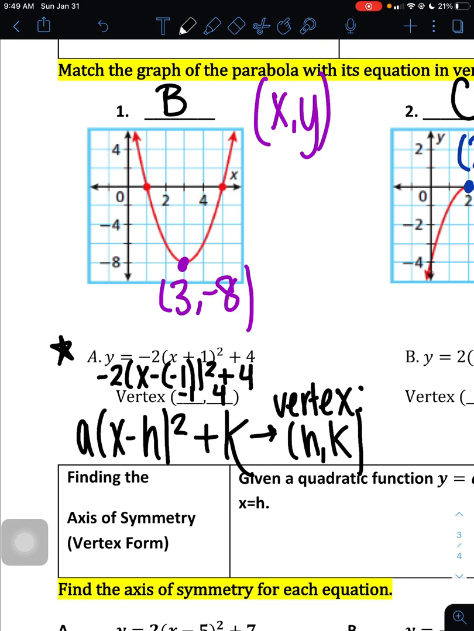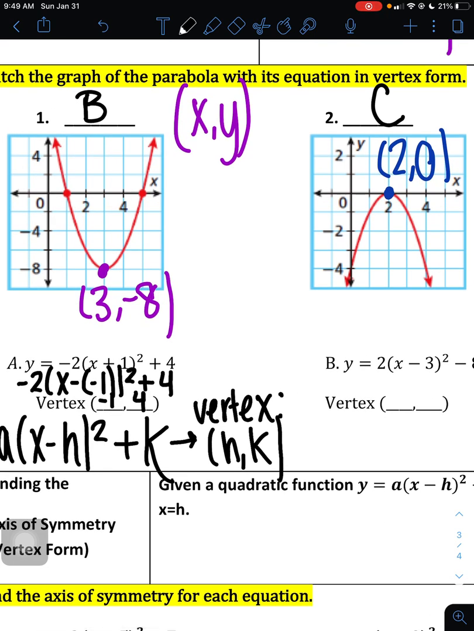So notice that whenever you have that plus sign inside of your vertex form, your vertex is going to be the reverse of that number, because vertex form tells us x minus h. So we need to make sure that we're in that form before we jump to conclusions. We need to be in that x minus h format.